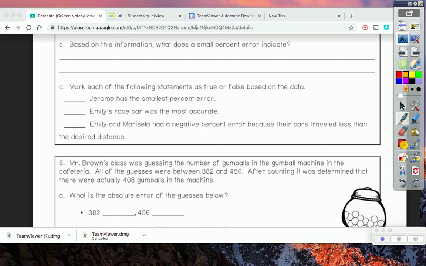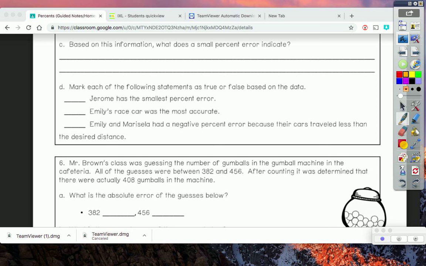So when the percent error is small, that means there's a small gap between where they were and where they should have been. So there was a small error. They were very close to reaching the speed they should have been at, their goal speed. Okay? All right, now moving on to the ones at the bottom.